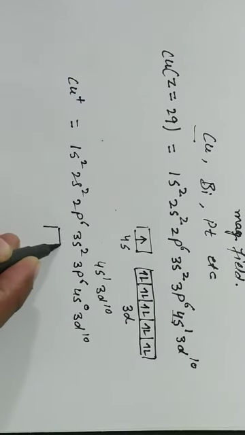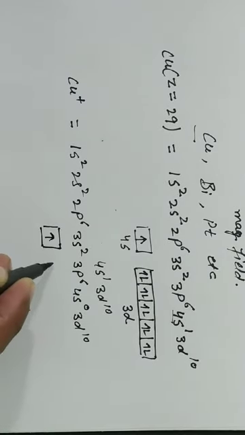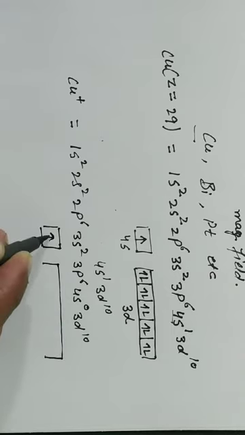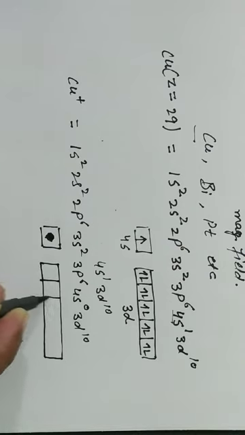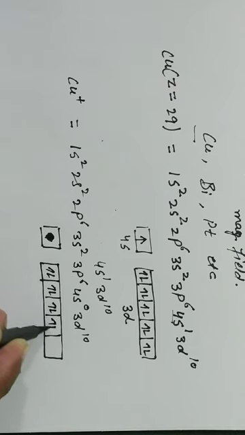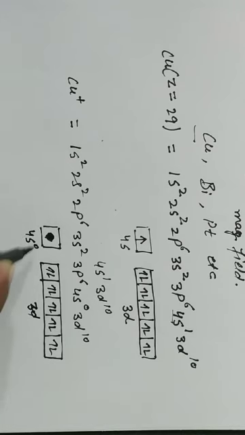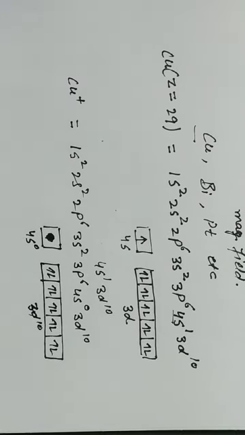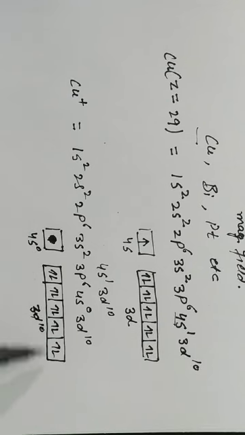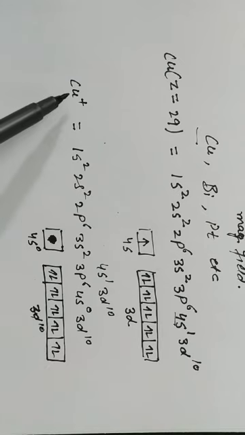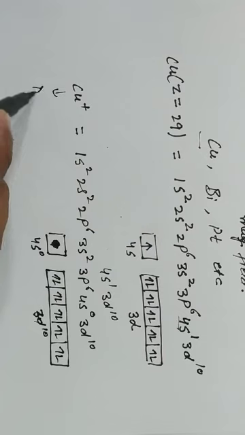Now if we draw the orbital diagram, there is no electron in 4s. This is 4s0 and 3d10. So we can easily see that all electrons are in pairs. So Cu+ is a diamagnetic material.